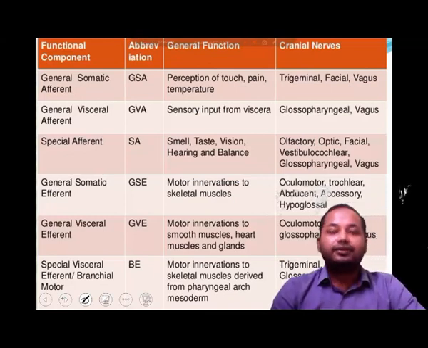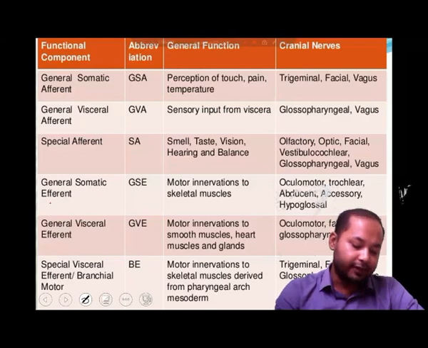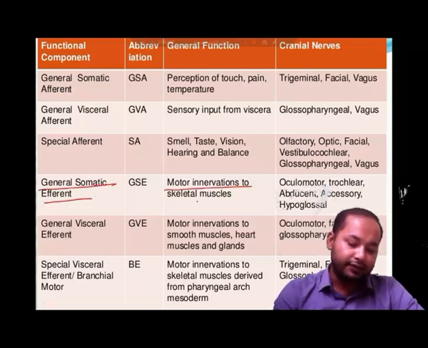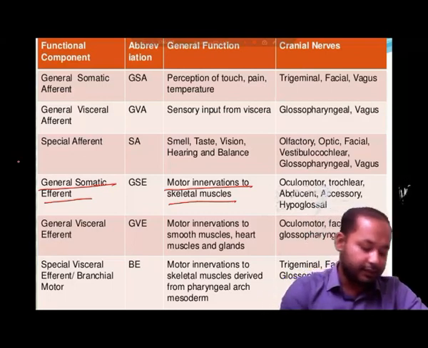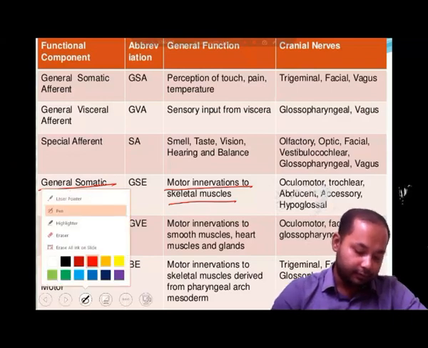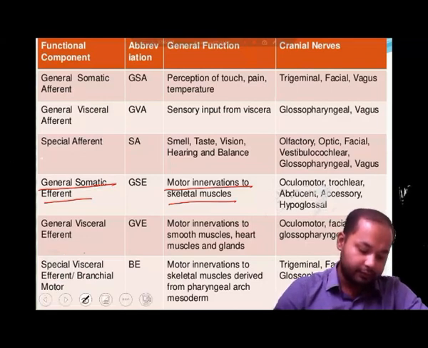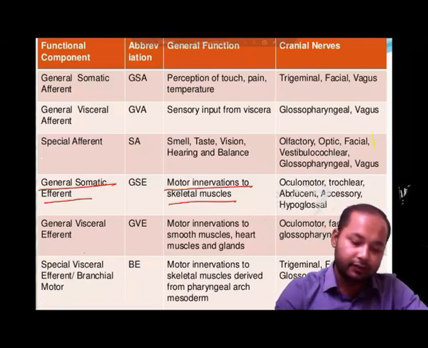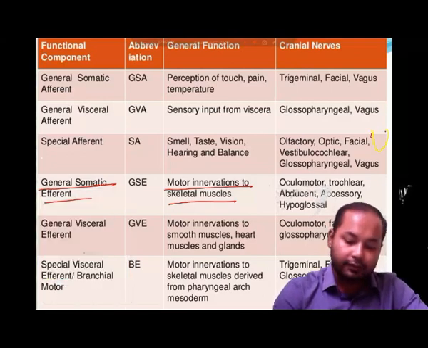Now this is a general table. Just look at the motor part first. The general somatic efferent is carrying the innervation for the skeletal muscles. Suppose the example is, a special example I am drawing here. There is no space actually, this one. I will use a red color. Okay, this one.